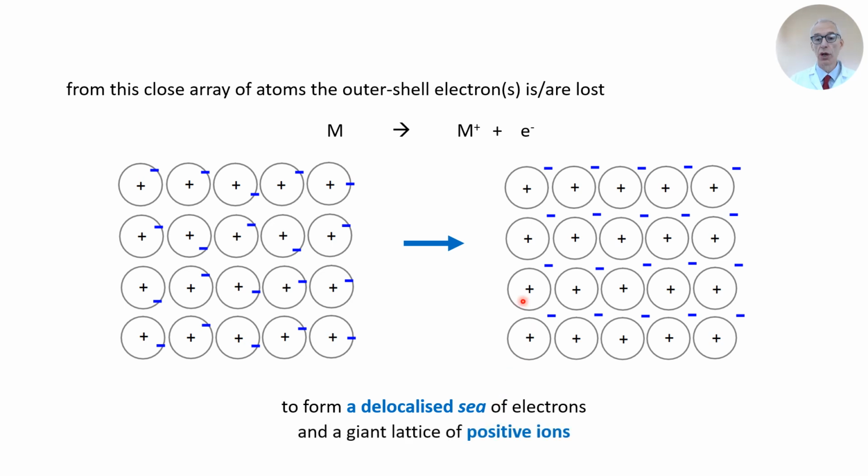And of course, we have a giant lattice of positive ions. The atoms have become a positive ion and a delocalized electron. The delocalized electrons can move throughout the structure. They do not have a position. The positive ions are held in place and form a giant lattice.